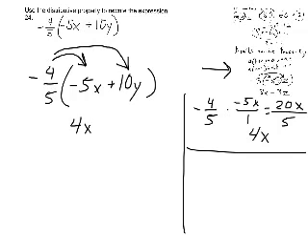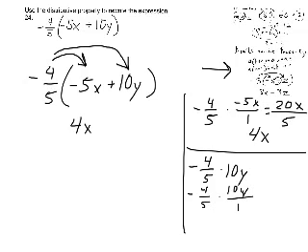And now we'll do this other one on the side. We've got a negative 4/5 times 10y. We'll rewrite it. Negative 4/5 times 10y over 1. Now we've got a negative times a positive. So the answer is going to be negative, right?